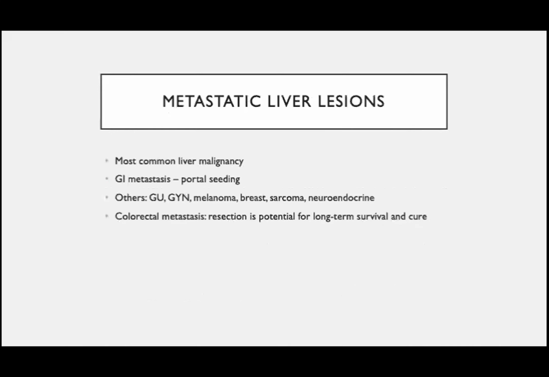Lastly, let's talk about METs. These are the number 1 liver malignancy. GI METs happen through portal seeding, but you can also get GU, gyne, melanoma, breast, sarcoma, and neuroendocrine tumors metastasizing to the liver. Colorectal METs, you can resect these and still have the patient have great long-term survival and cure.